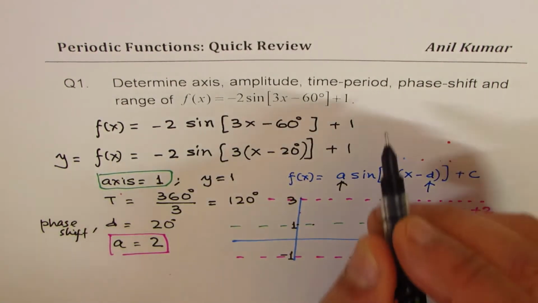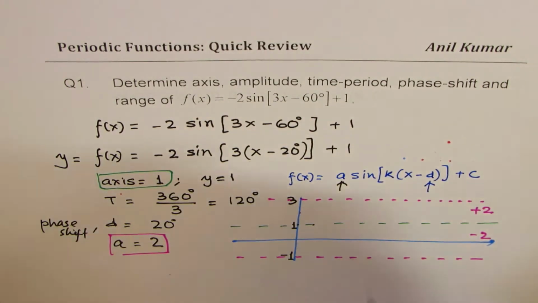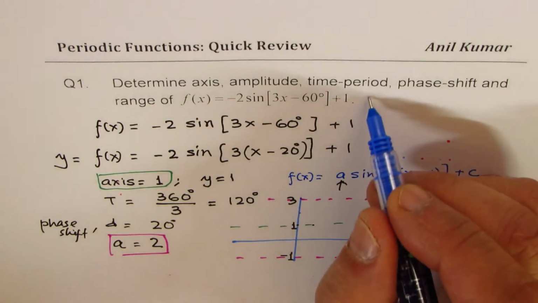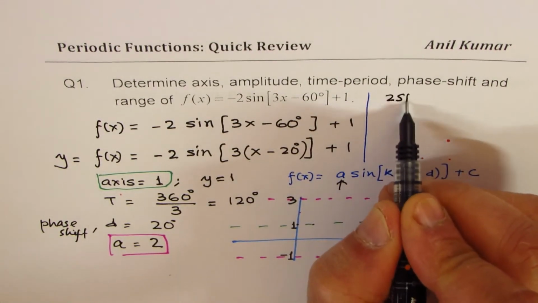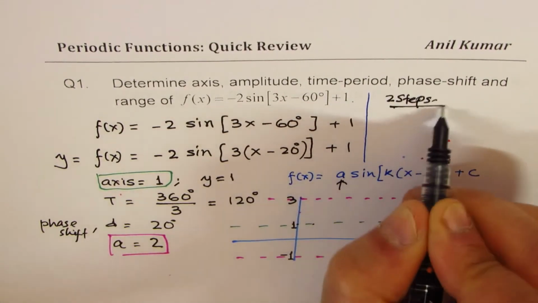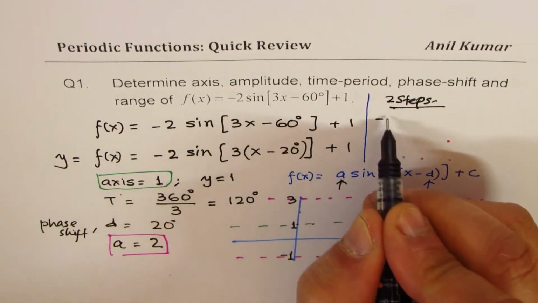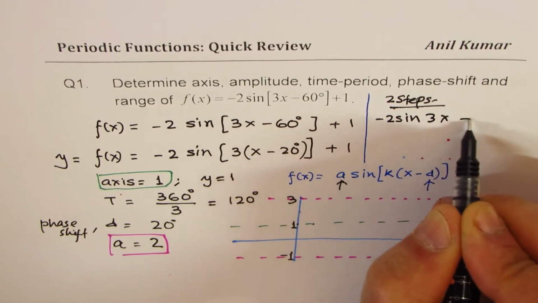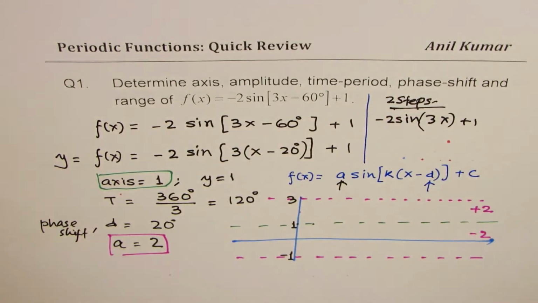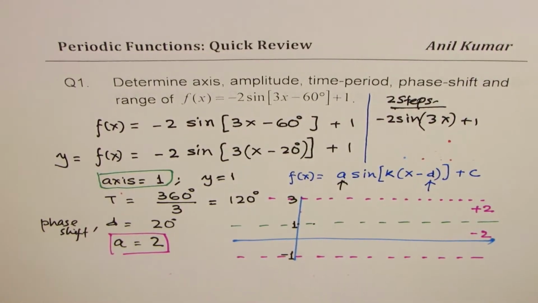Okay, let's make it in 2 steps. We will do the sketch in 2 steps, which I normally do. So in step 1, I will only sketch -2 sine 3x plus 1. Is it okay? So let me sketch this first in light shade.